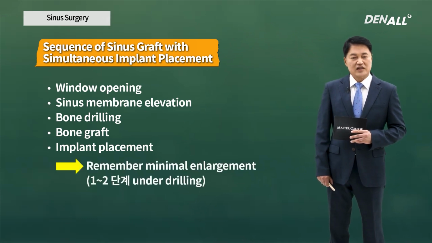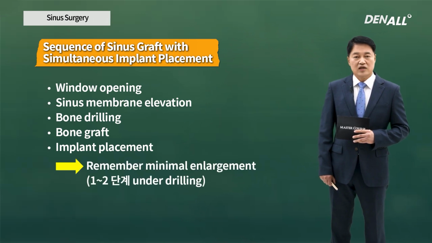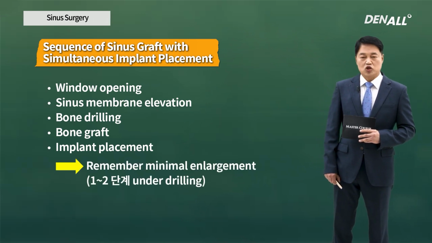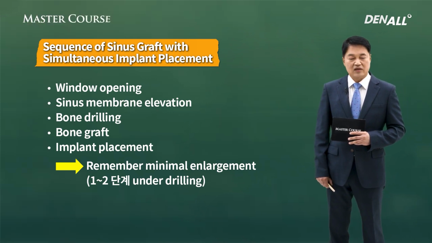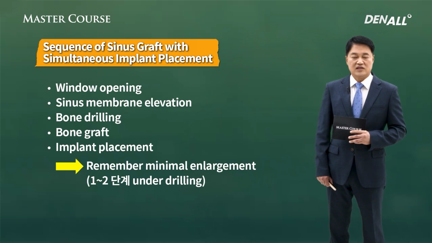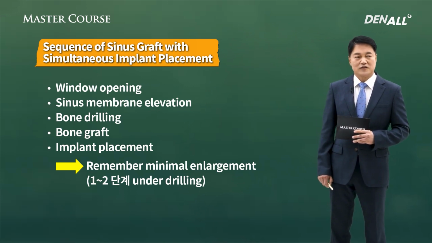You need to do minimum drilling. In other words, in the area for sinus graft, the bone is soft and there's little residual bone. So for the final drill, you should under-drill by 1 or 2 sizes because it's softer bone, in order to get good initial stability.